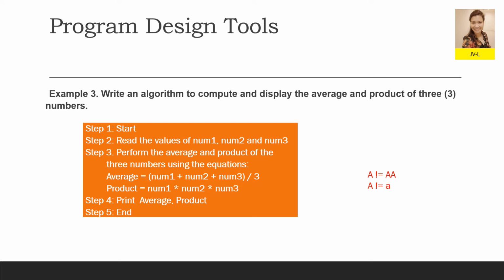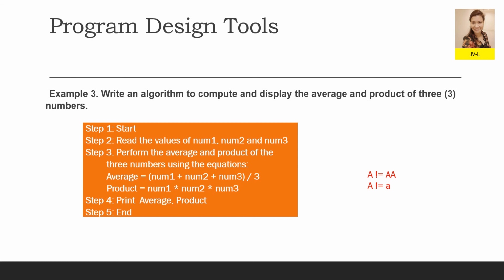Example number 3, write an algorithm to compute and display the average and the product of three numbers. Step number 1 for the solution of the algorithm is start. Step number 2, read the values of num1, num2, and num3. Meaning, we are requiring the user to input 3 numbers.